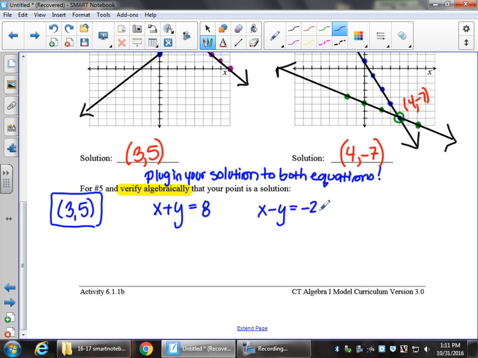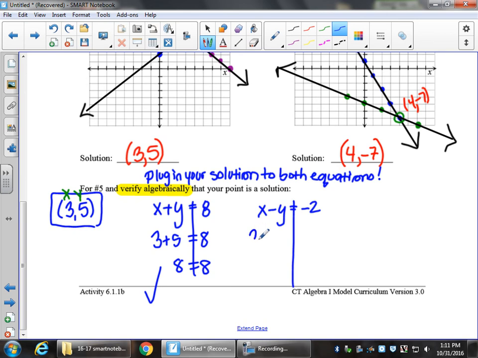Going back to the originals. So we are actually going to let this be x and this be y. And let's see what happens. So this will become 3 plus 5 equals 8. 8 equals 8. Check. That one worked. That's only half of it, though. It has to work over here, too.